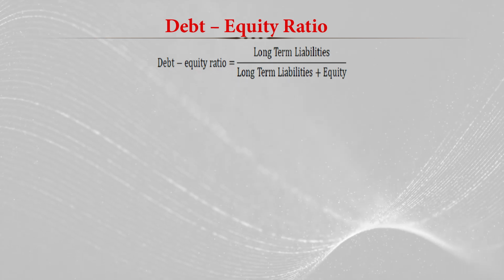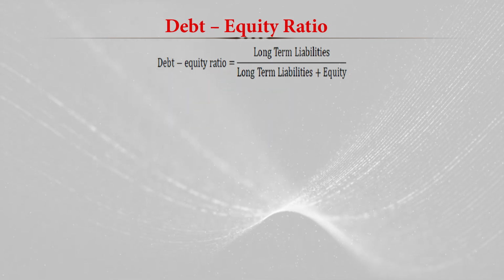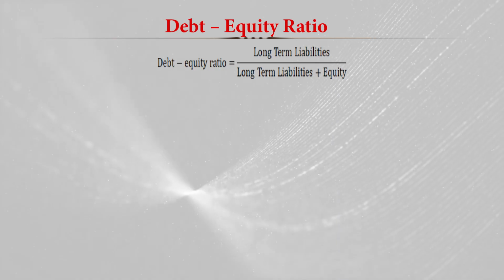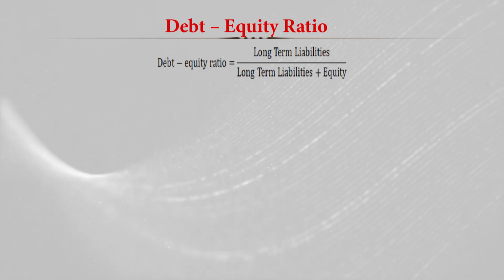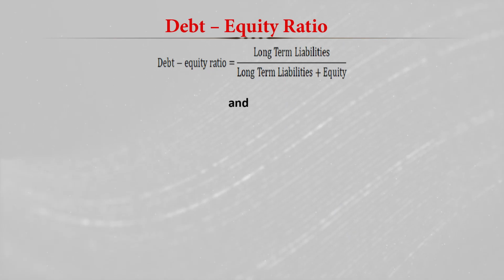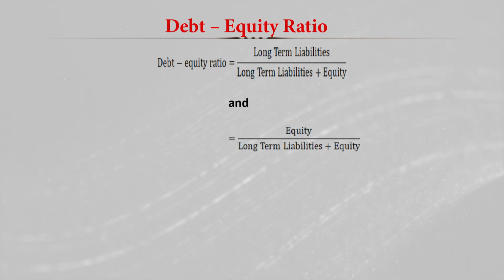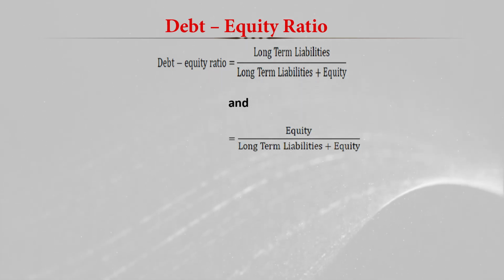Then another ratio among the creditworthiness ratios is the debt equity ratio. There are two ratios we need to calculate, and basically it provides a range. For the debt equity ratio, we first calculate the long term liabilities divided by the long term liabilities plus equity. Then another ratio we have to calculate is the equity divided by the long term liabilities plus equity.